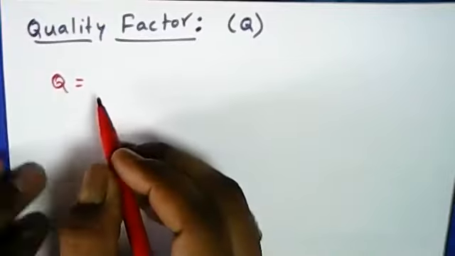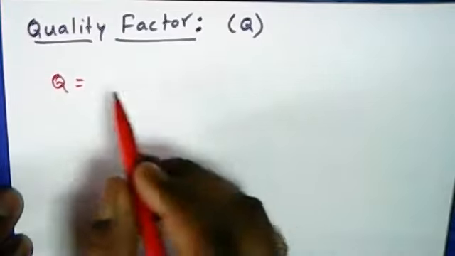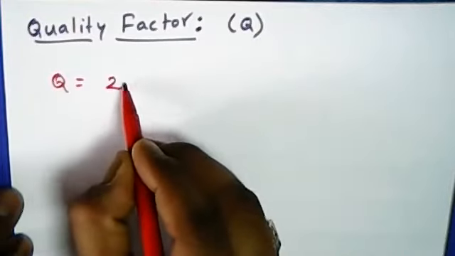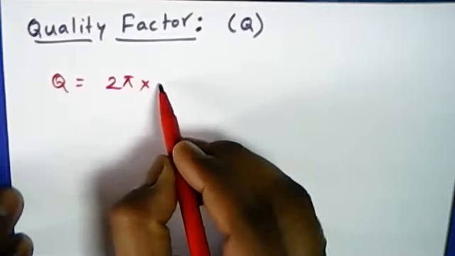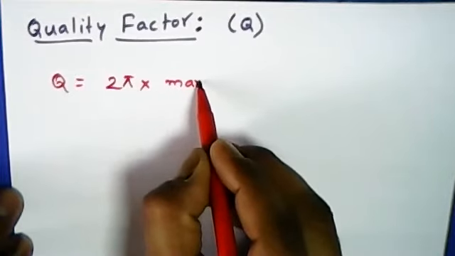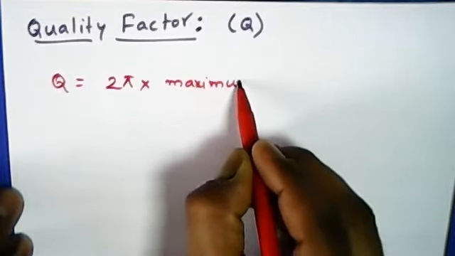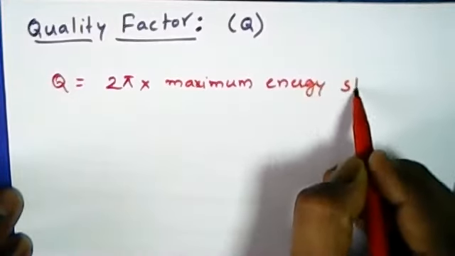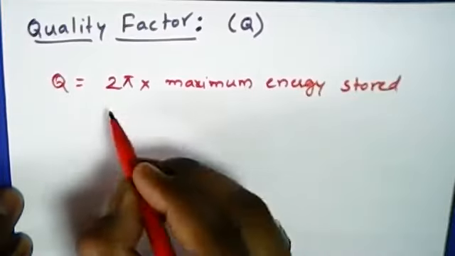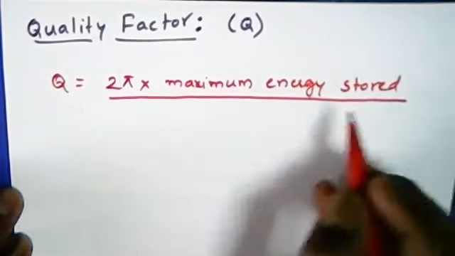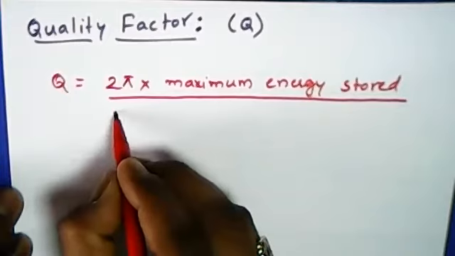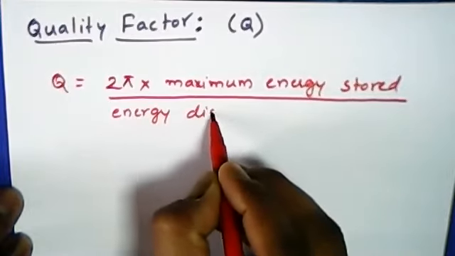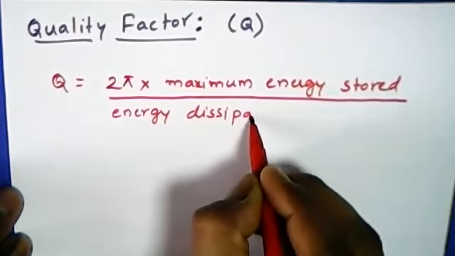So the amount of energy stored can be used to measure the quality factor of the cavity resonator. It is given as 2 pi into maximum energy stored, divided by energy dissipated per cycle.